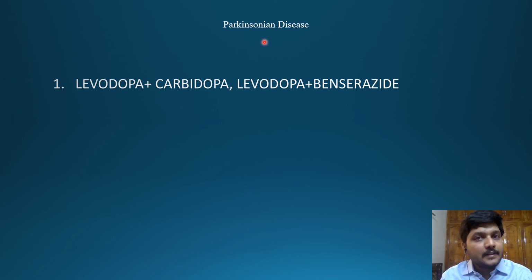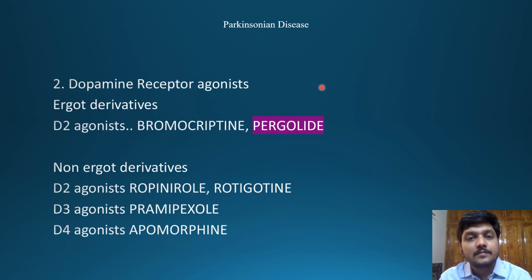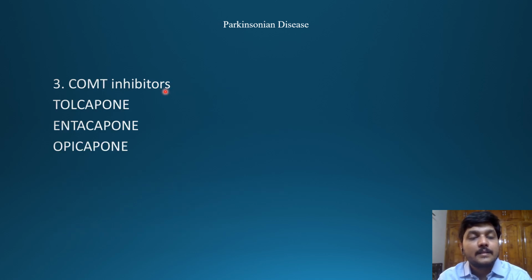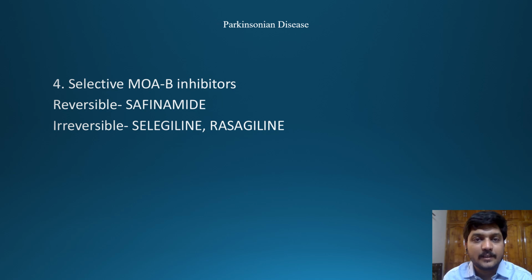In total, there are 7 groups of drugs to keep in mind while learning the pharmacotherapy of Parkinson disease. The first group is the combination of levodopa and carbidopa, and the combination of levodopa and benserazide. The second group is dopamine receptor agonists, again with ergo derivatives and non-ergo derivatives. The third group is COMT inhibitors. We are going to study all these drugs in detail in further slides.